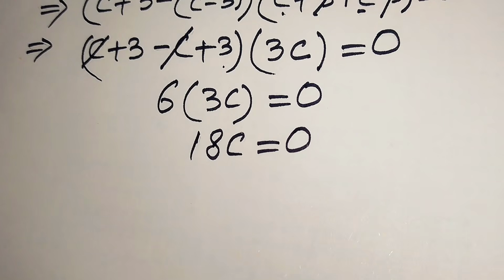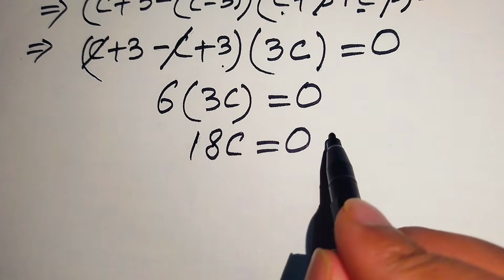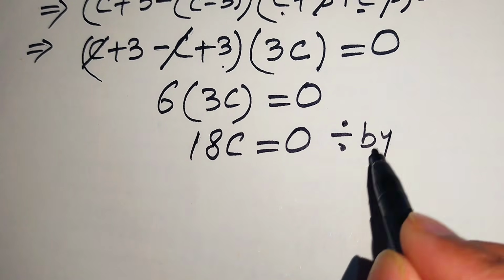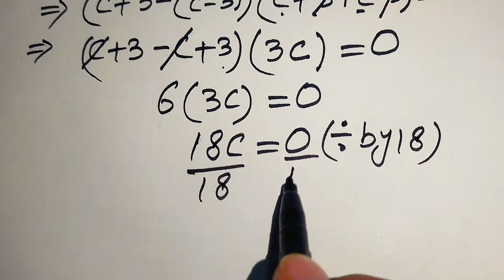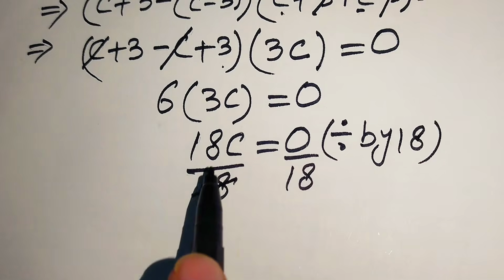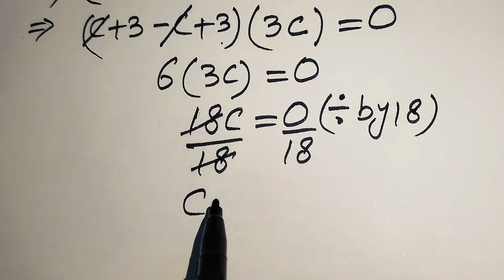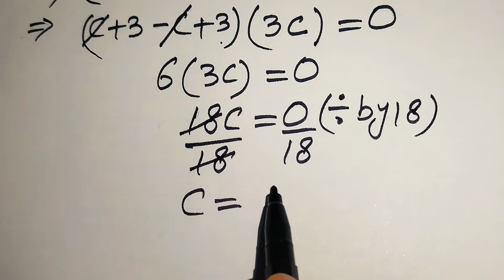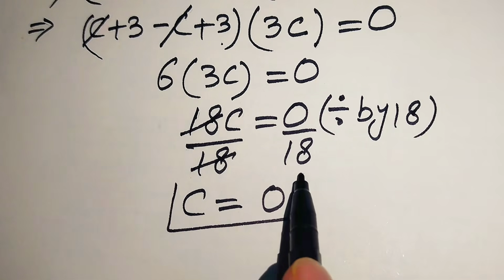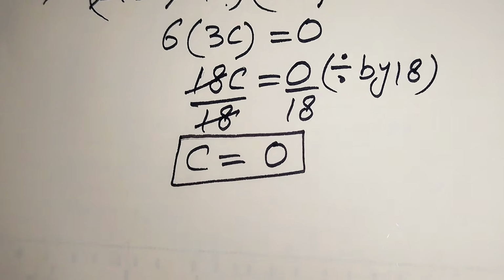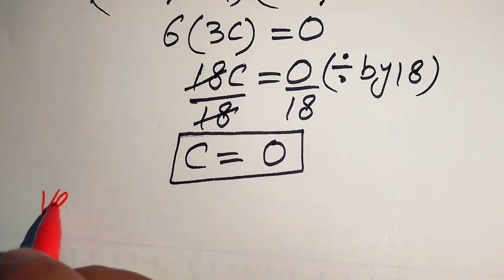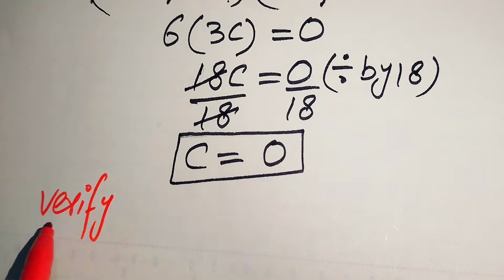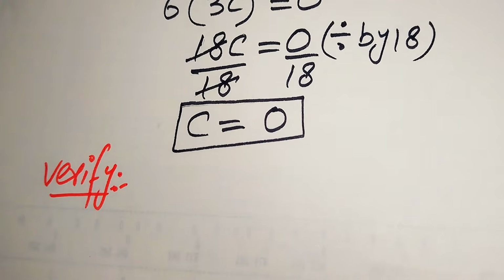Our target is to find the value of c, so we need to remove this 18 from the left hand side. We divide both sides by 18, the 18s cancel, and we get c is equal to 0 divided by 18, which is equal to 0. So this is the value of c which we get in the first method. Now in the next step we need to verify whether this value of c is a solution or an extraneous root.